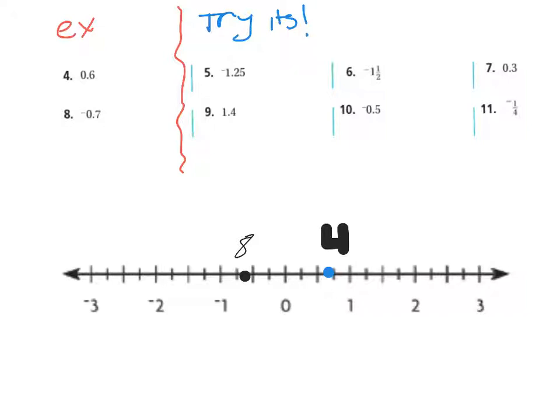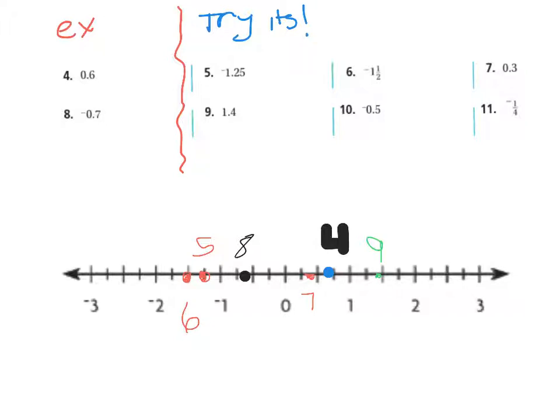Okay, so let's check your answers. Negative 1 and 25/100 would be right about here. That would be number 5. Number 6, negative 1.5 would be right here. That's number 6. Number 7 is 0.3. Here's 0. It would be, let's see, that would be 0.25, so it would be about here. Number 7. Let's switch colors. Number 9 would be 1, so I'm going to go over here to 1.4, about there. That's number 9.